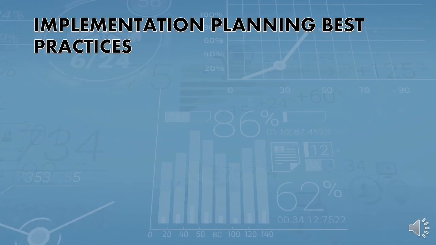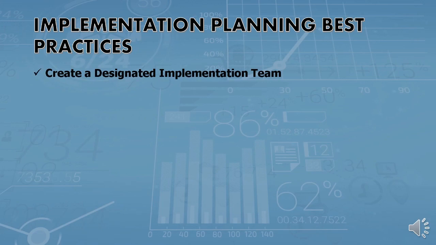I'm going to discuss implementation planning best practices. The first implementation planning best practice is to create a designated implementation team. An implementation team is the team responsible for ensuring successful implementation of a particular initiative. While it's possible to move through implementation without creating a specific, organized body to oversee the processes, doing so heightens your chances of success.